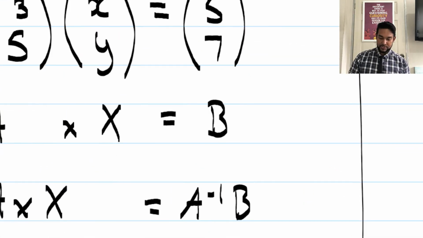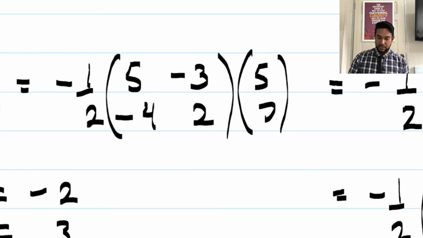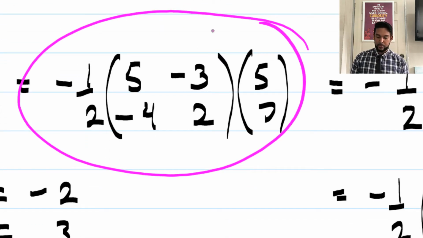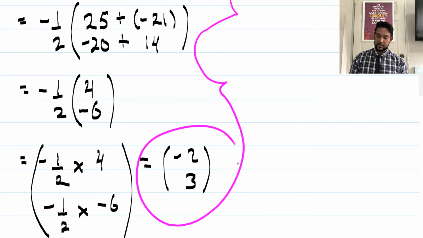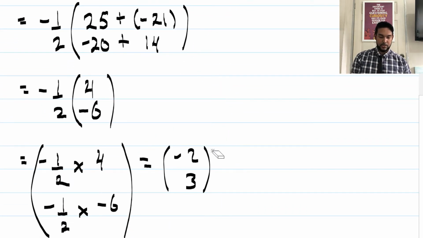Following from there now, we simply take that inverse and multiply it by the 2 by 1 matrix on the right hand side of the equation. Simplifying and solving will give us the values for x and y.